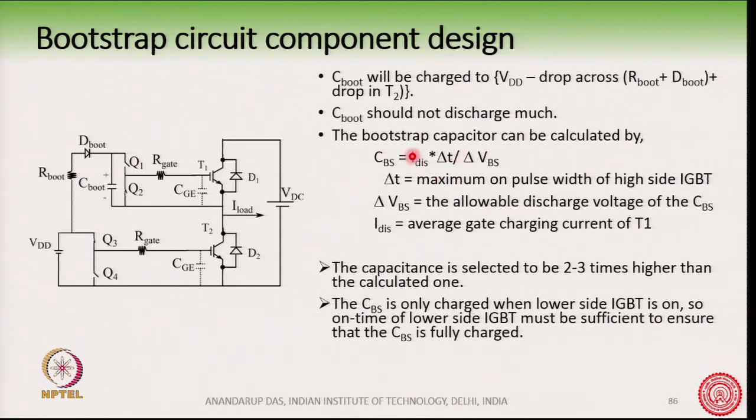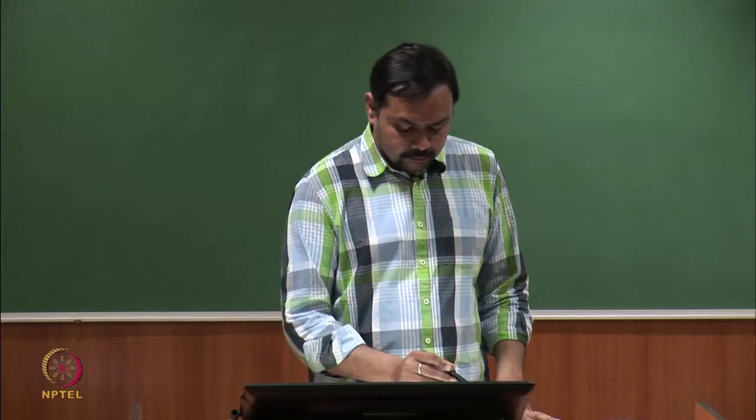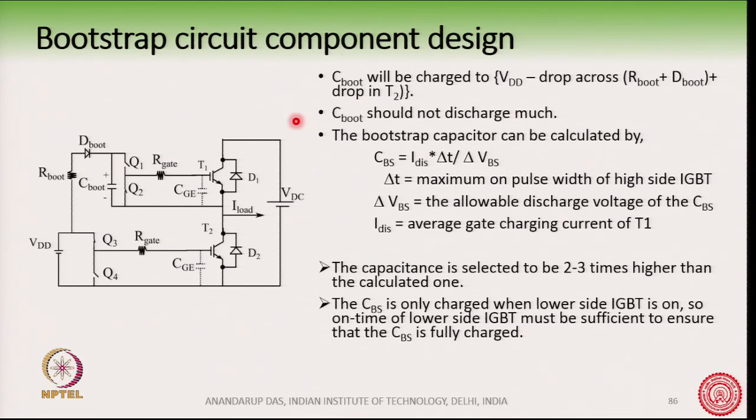That means this factor here is the total gate charge required by the IGBT T1. So, this total gate charge of T1 divided by how much voltage we will allow to fall in the bootstrap capacitor, that is the delta VBS, the amount of voltage we will allow this to fall. So, that is how you will calculate the bootstrap, and the capacitance you can select 2 to 3 times higher than this value, so as to keep it within a safe limit.